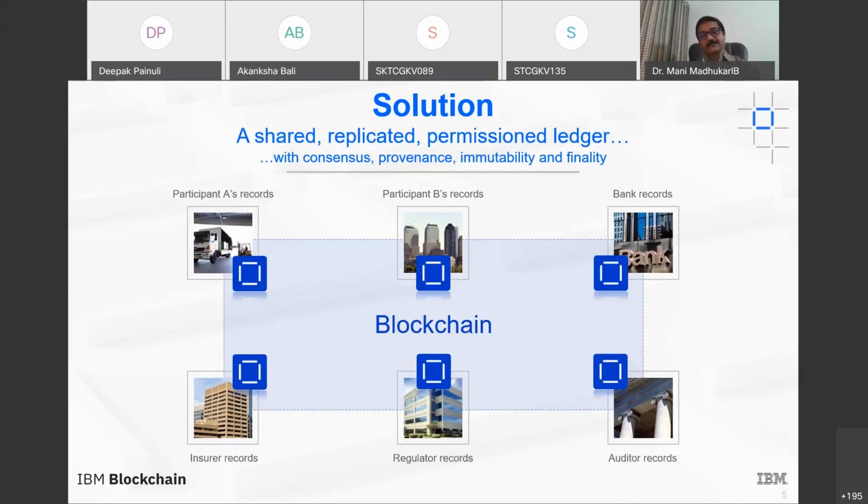And what we replaced that with is a more blockchain-oriented approach, where we talk about a shared, replicated, permissioned ledger with consensus, provenance, immutability, and finality. You are all aware of this, so I'll not dig into it. But the point I really wanted to make is how blockchain is adding a lot of value in terms of doing business in a much more transparent way. The moment you bring in more transparency, trust ensues. There's an inherent trust which comes in because of the technology.